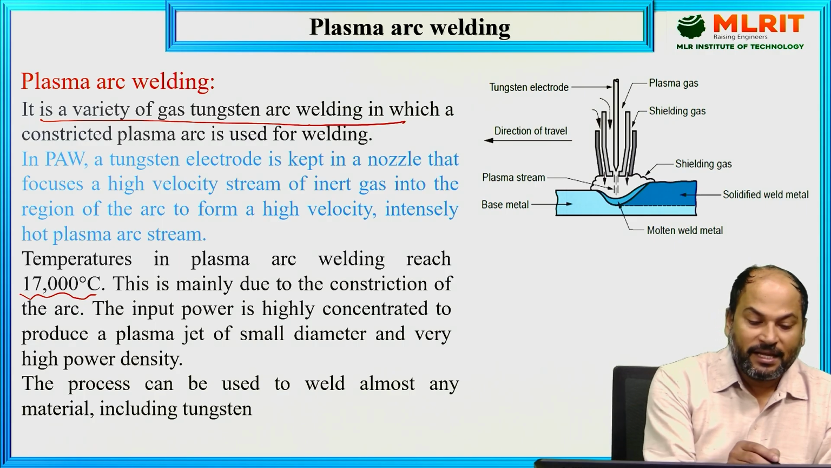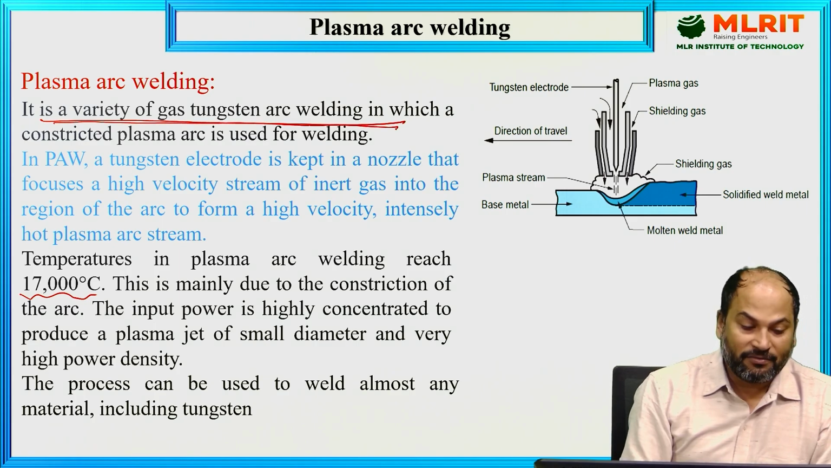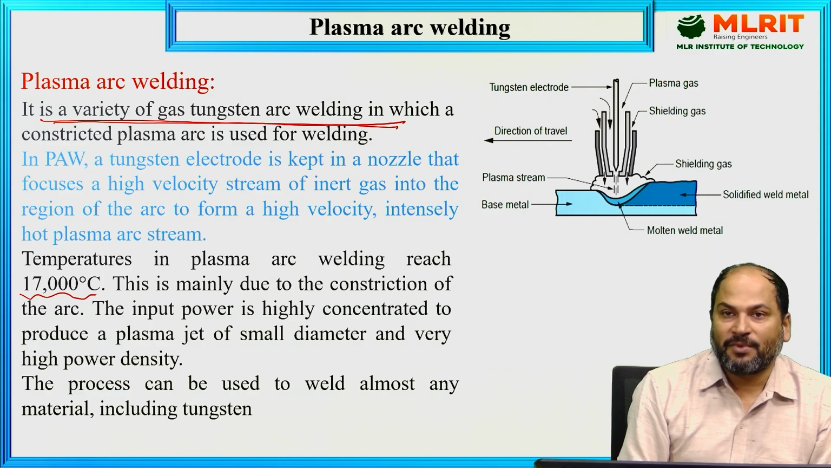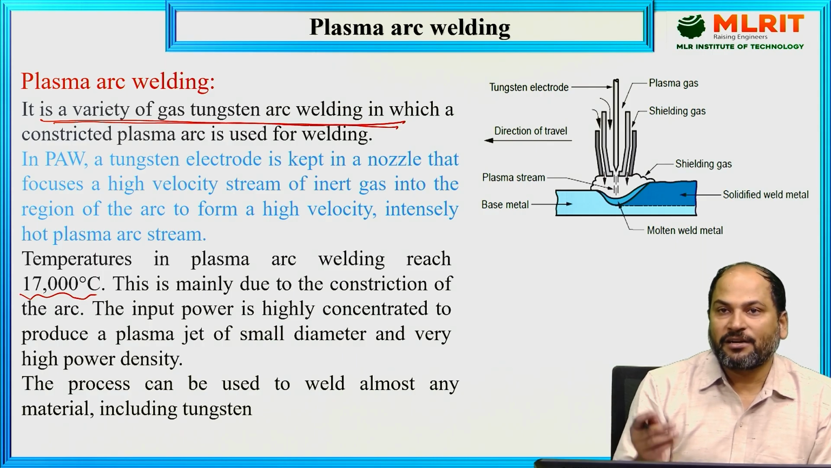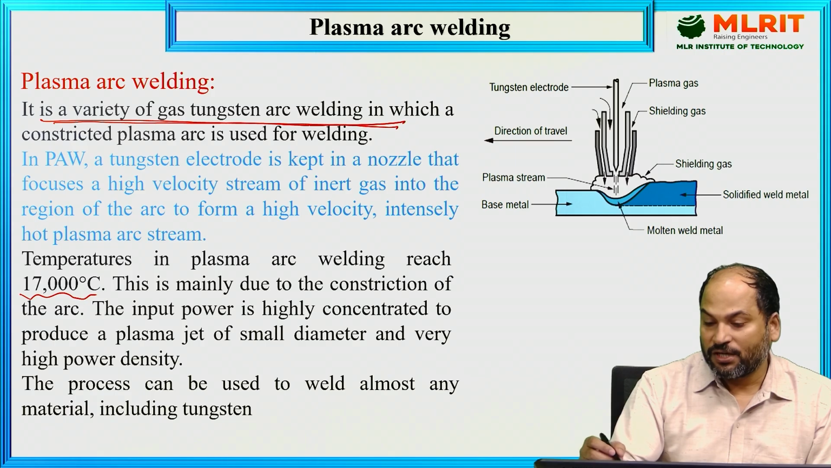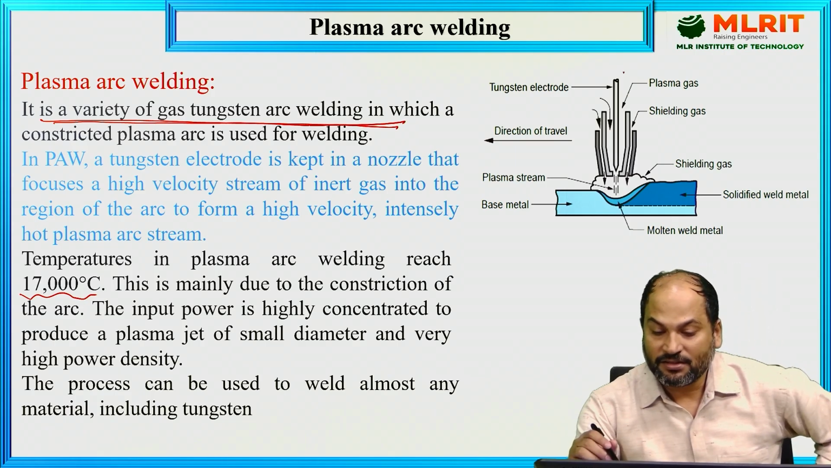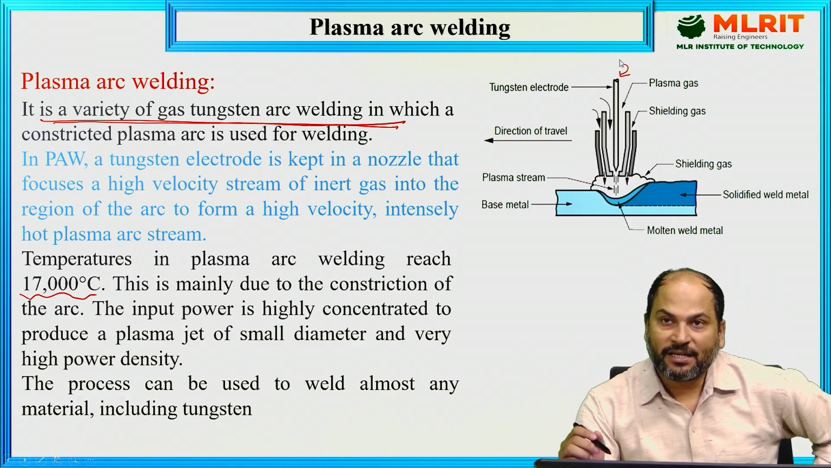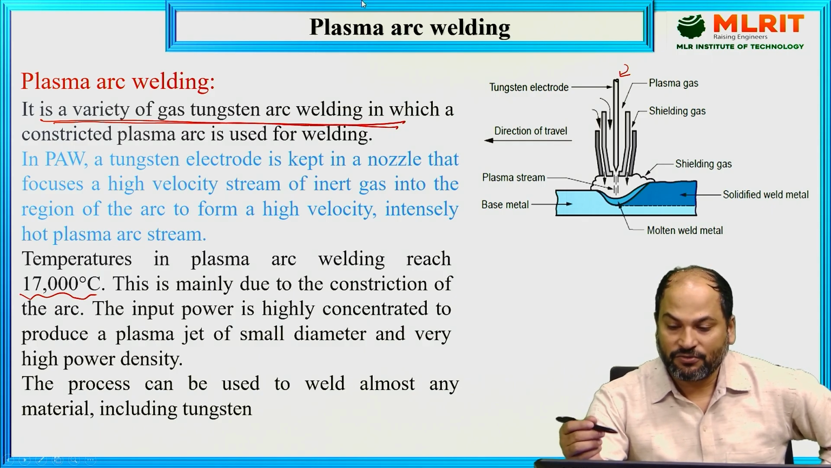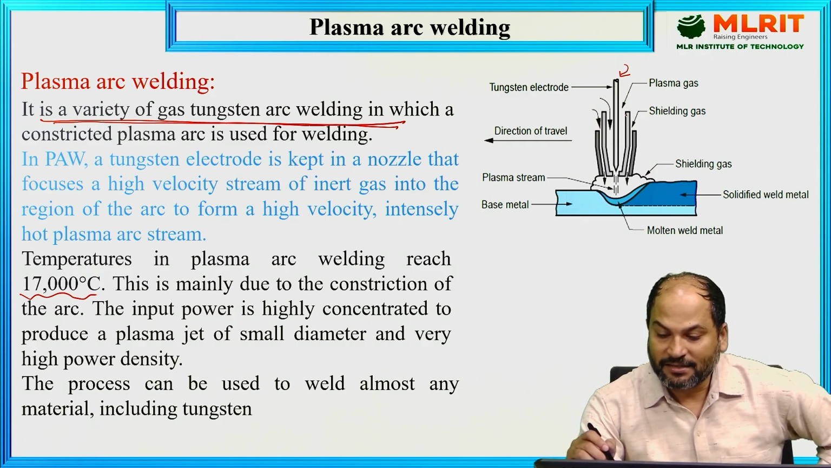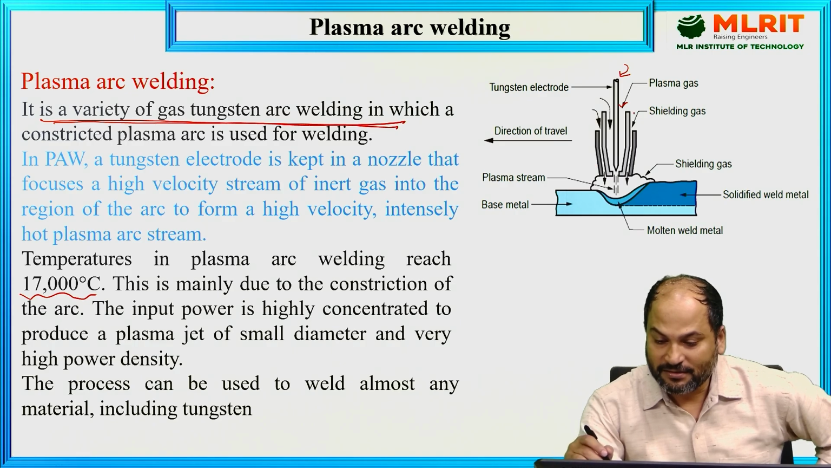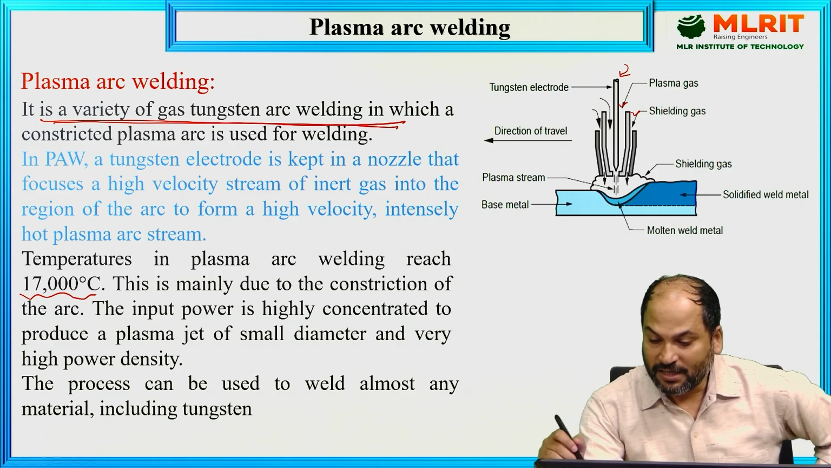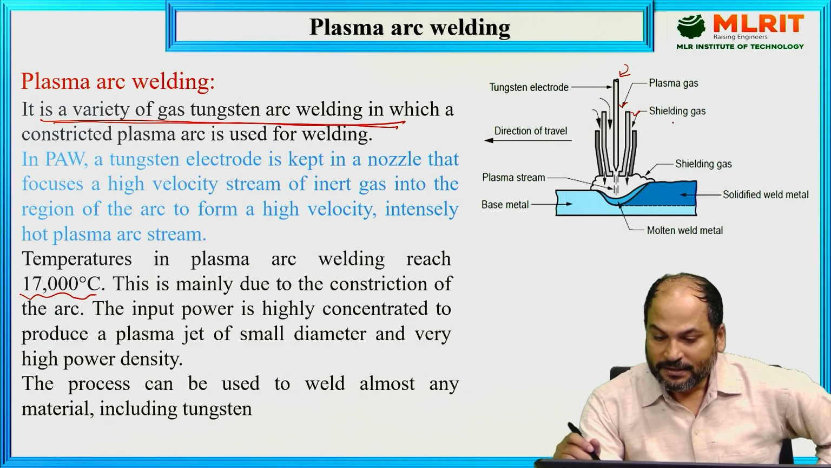So how does it work? It is one of the varieties of gas tungsten arc welding in which a constricted plasma arc is used for welding. Constricted means it will be passed through a nozzle. You can see here different things. This is the electrode, just like in GTAW. This electrode is a tungsten electrode. Then plasma gases are allowed to pass through this. This different area has been provided through which these gases will pass. Then shielding gas will pass from here. Then we can see here the plasma arc and base metal.